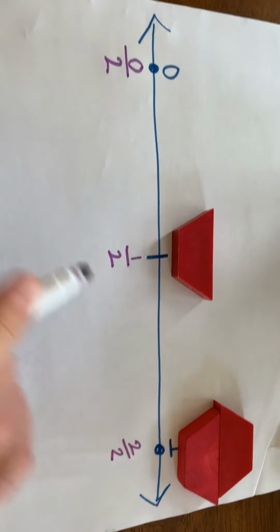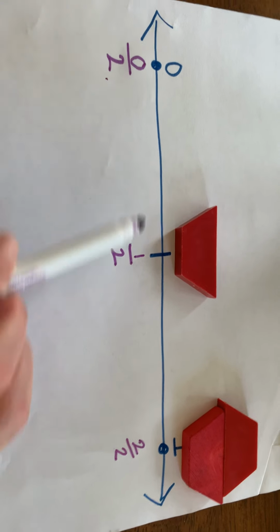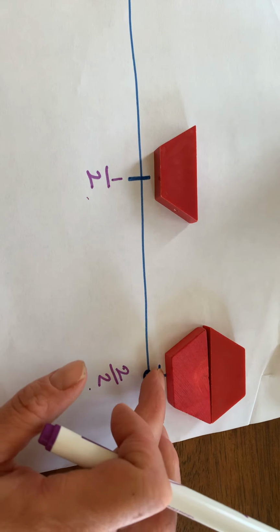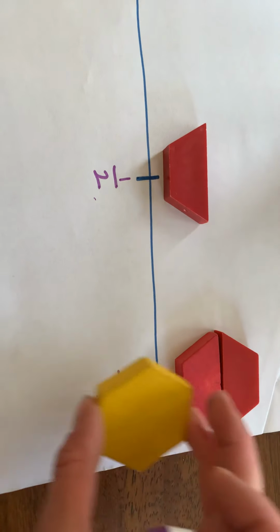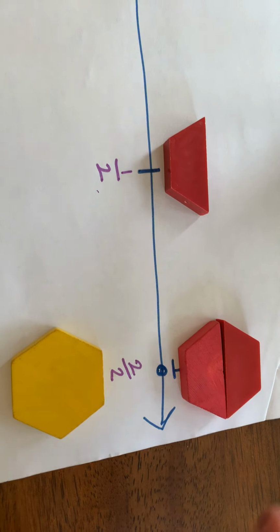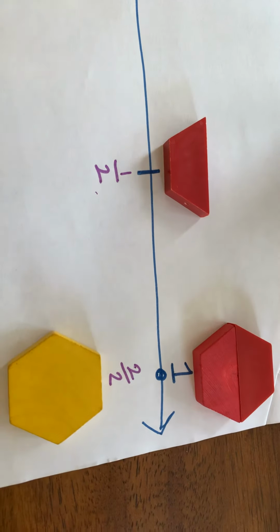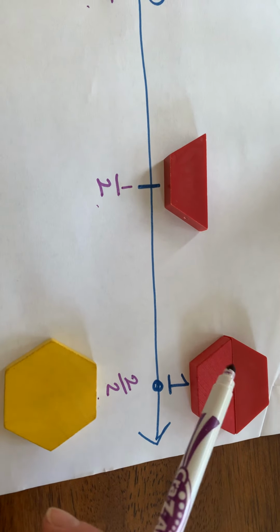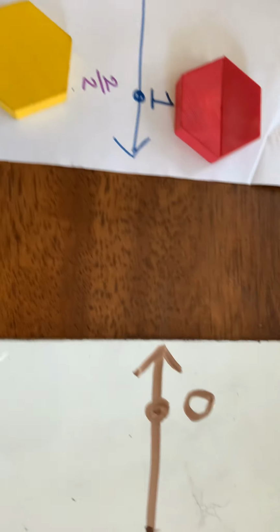So let's count by halves. 0 halves, 1/2, 2 halves. And 2 halves is the same thing as 1 whole. 2 halves is the same as 1 whole. So this shows 1 whole, and this shows 2 halves. All right, let's move on.